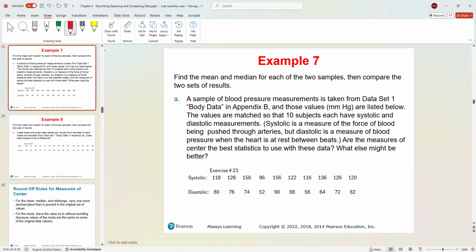All right. In that data set, let me reduce it a little bit. I'm going to reduce it because for this one, they ask you to find the mean and the median of each of these two samples, then compare them. Let's make it very small.